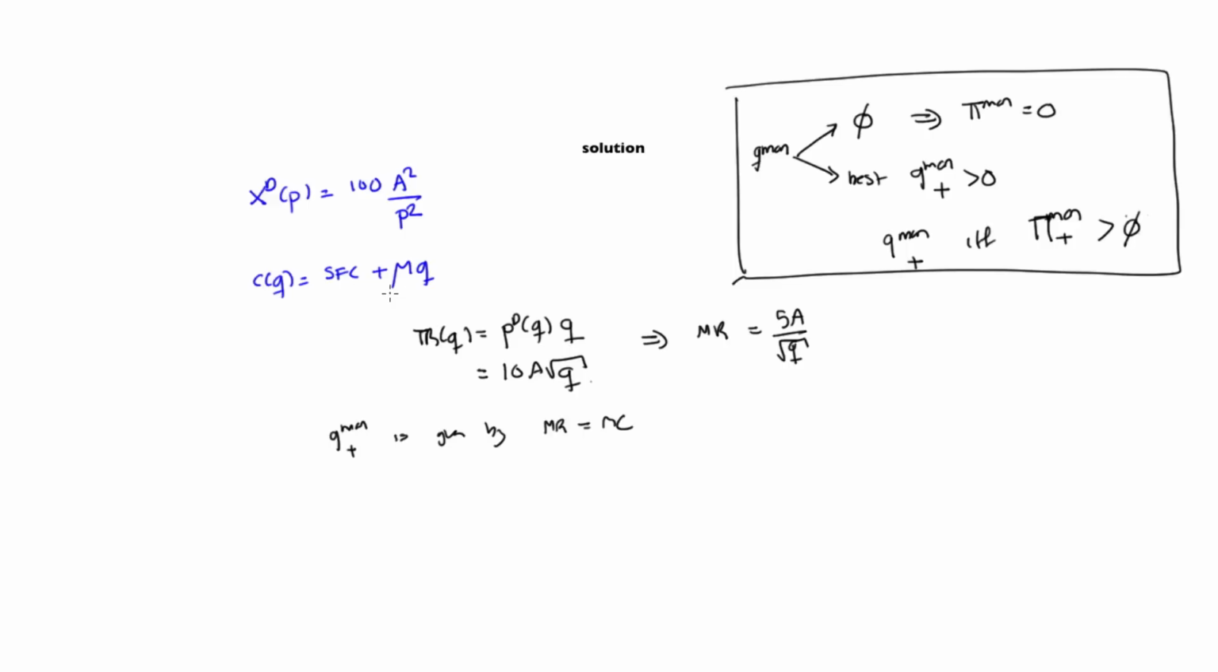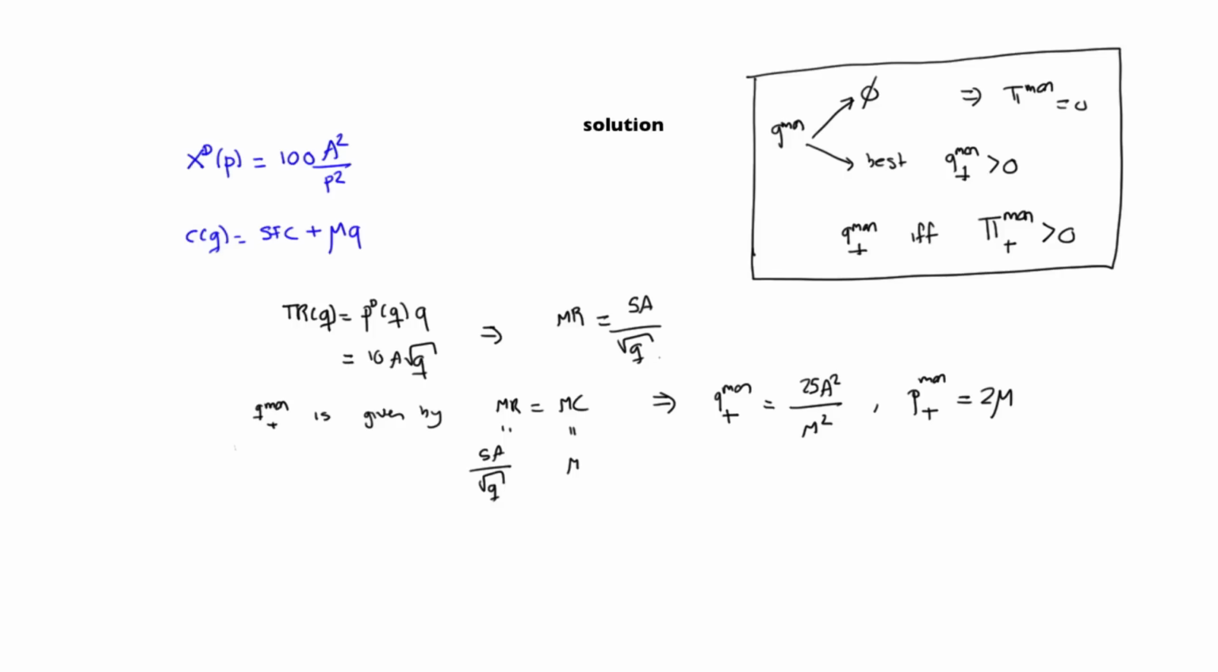Now the marginal cost is constant and equal to mu, so 5A divided by square root of Q is equal to mu, and this implies that the quantity of the monopoly, conditional on entry, is equal to 25A squared divided by mu squared. And also, if you go back and substitute in the inverse demand function, you're going to get that the price of the monopoly, conditional on entry, is going to be equal to 2 mu.